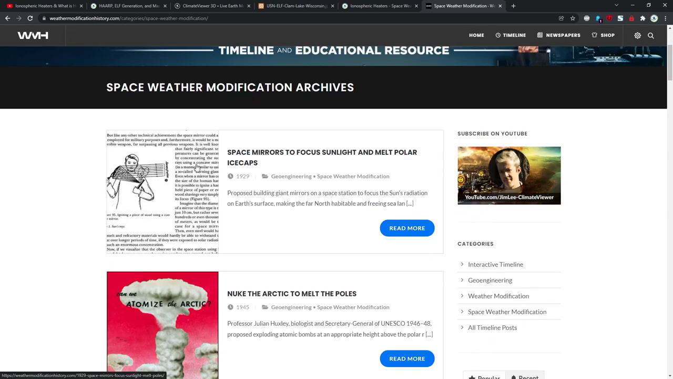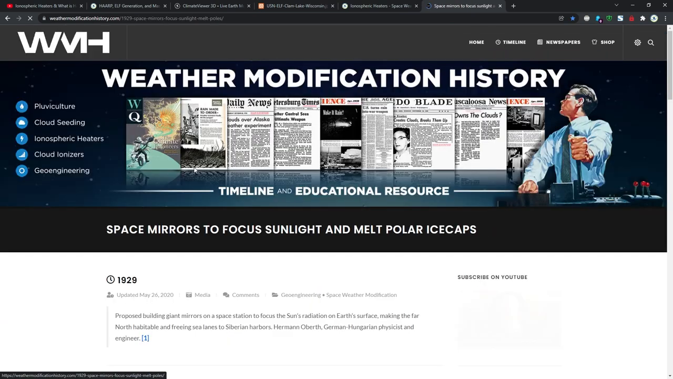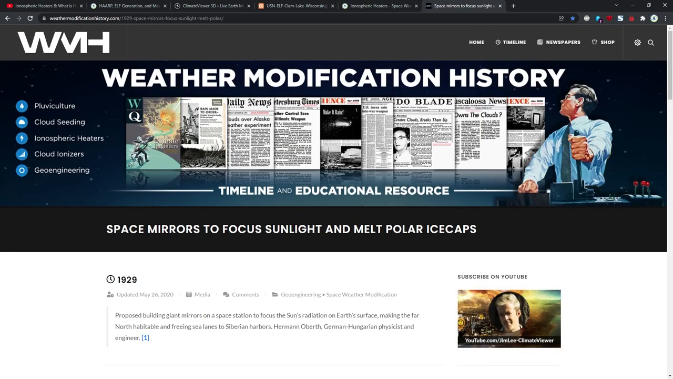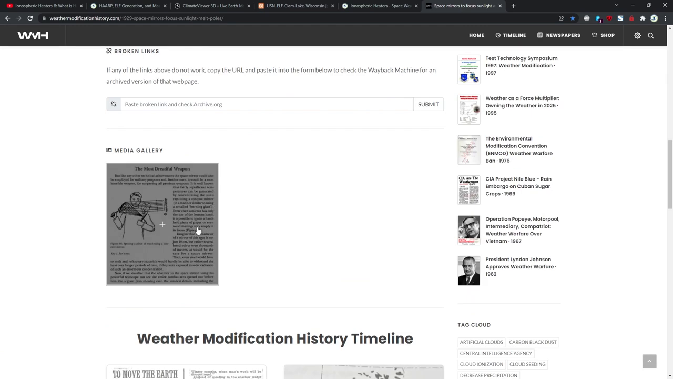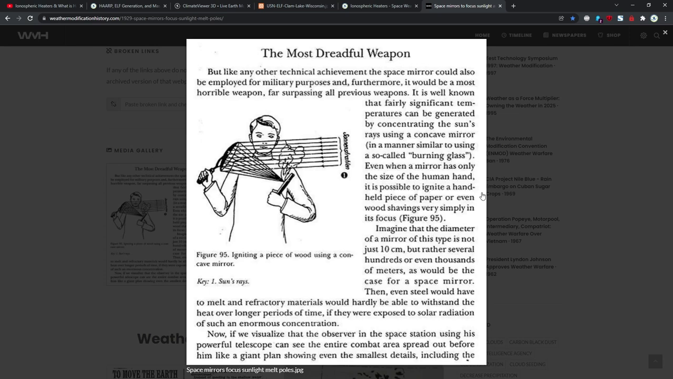And when we were talking about the laser developed atmospheric lens, I mentioned the space mirrors to focus sunlight and melt the polar ice caps, 1929. And this was by Hermann Oberth. And you can see in his picture, the most dreadful weapon, focusing sunlight to burn up entire armies, also known as the so-called burning glass, also called by the Nazis the sun gun.